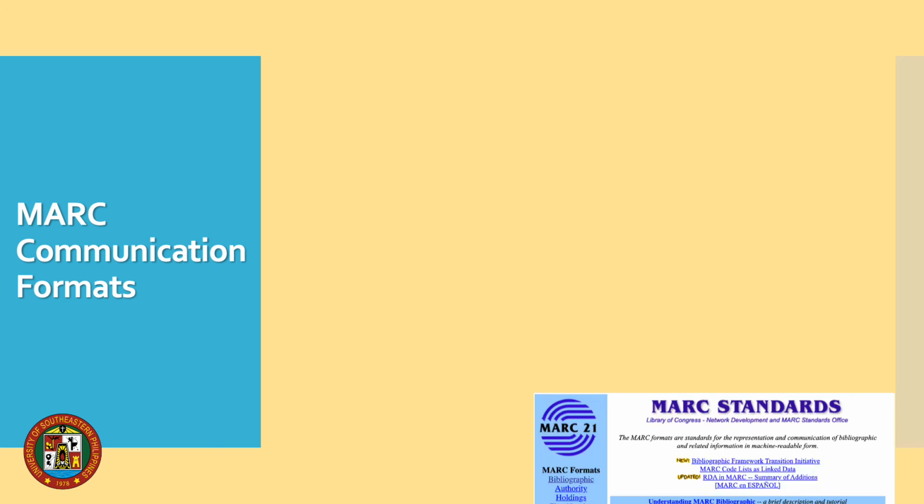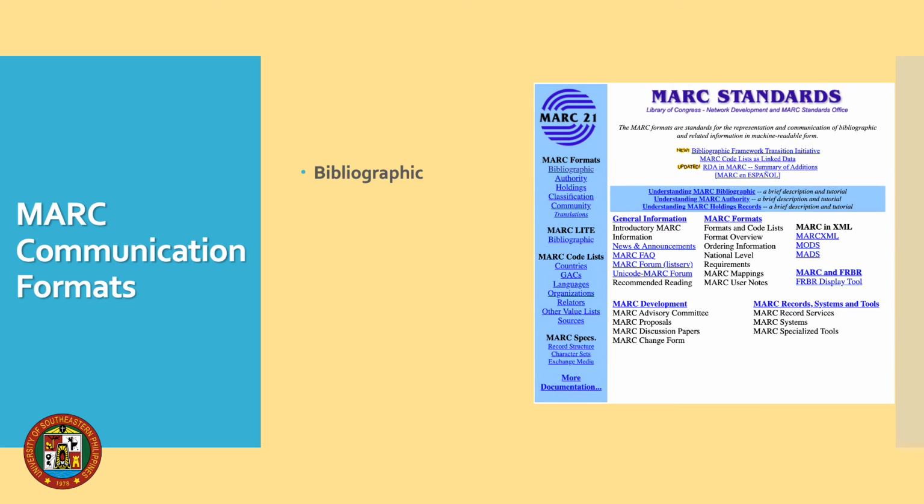There are 5 communication formats for MARC. The first is bibliographic, then authority data, holdings data, classification data, and community information. We will put emphasis on the bibliographic.